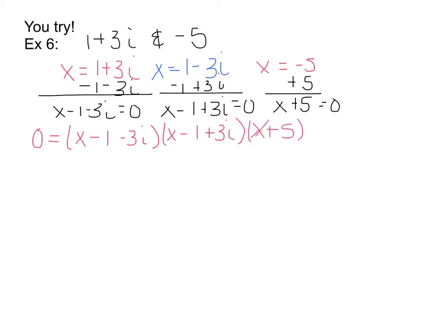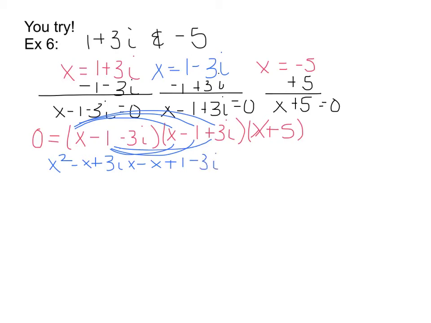Okay, always start with the conjugates first. It makes it easier and things eliminate faster. X times x, x squared, x times minus 1, x times 3i. Okay, negative 1 times x, negative 1 times 1, negative 1 times 3i.